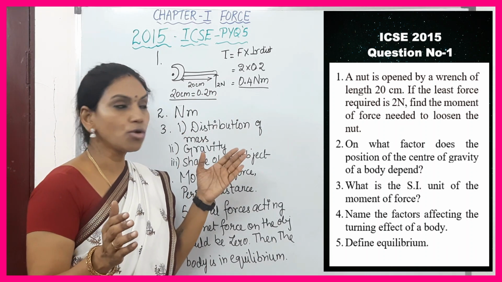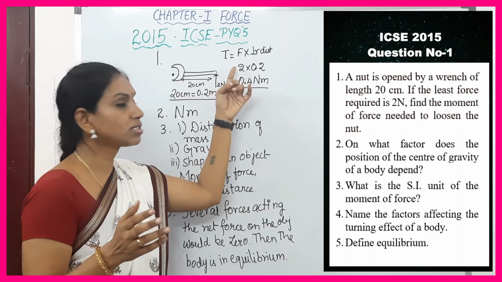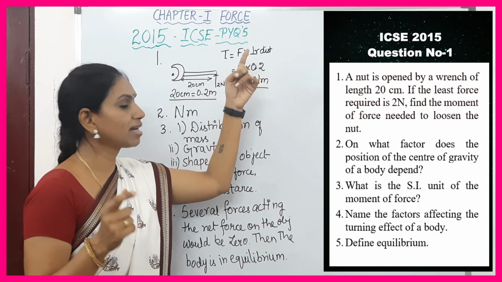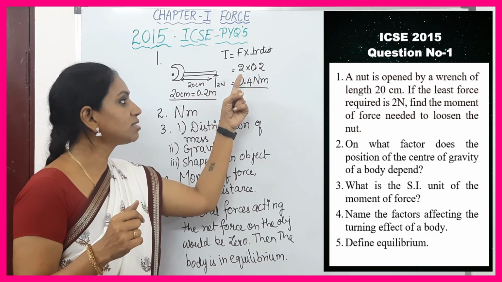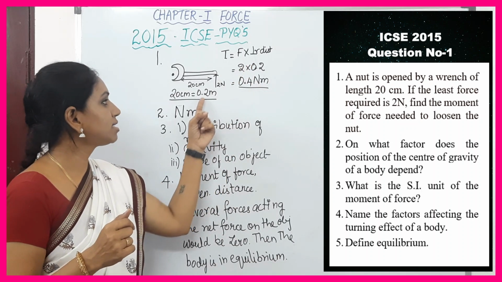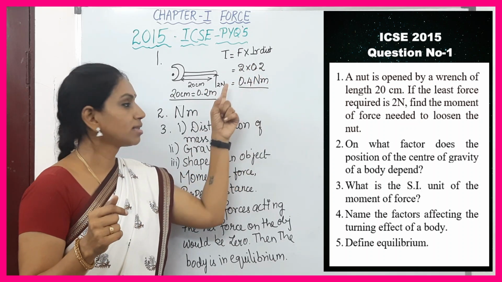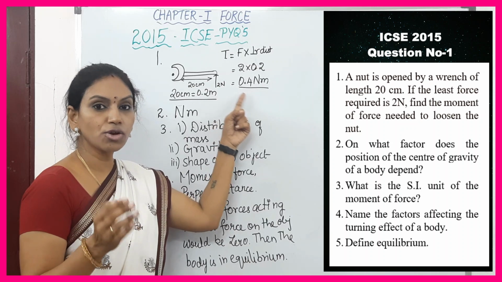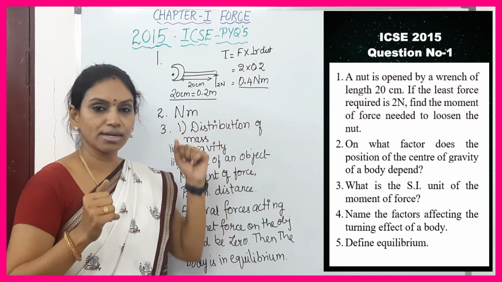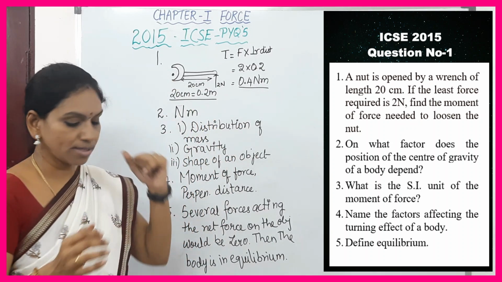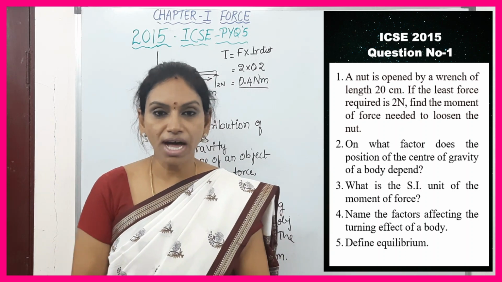As all of us know, torque or moment of force is equal to force into perpendicular distance. Force is 2 and perpendicular distance is 0.2 meter. Therefore, the moment of force is 0.4 Newton meter. That's your first question. Second question they have asked.